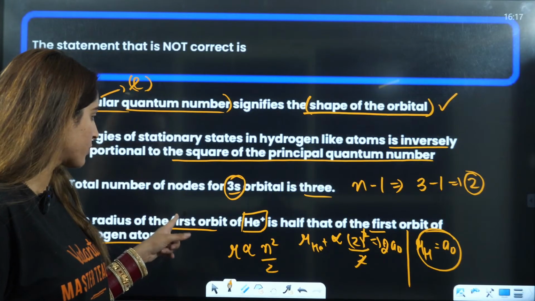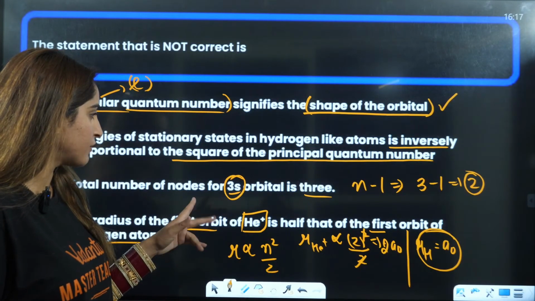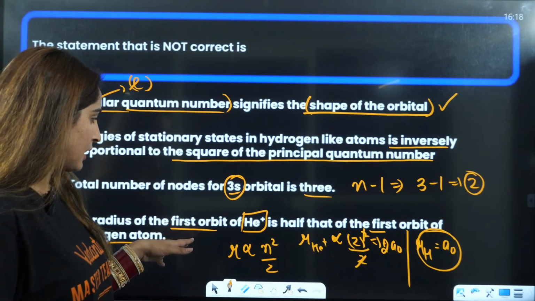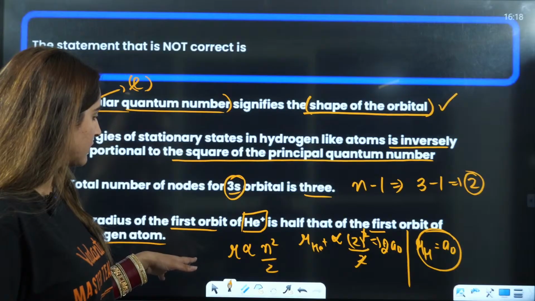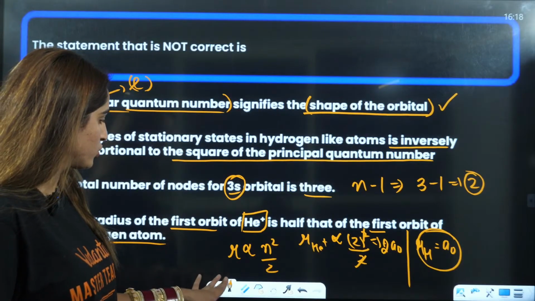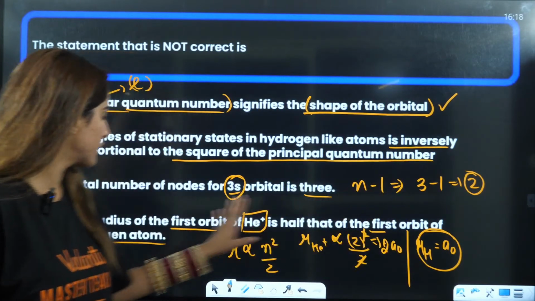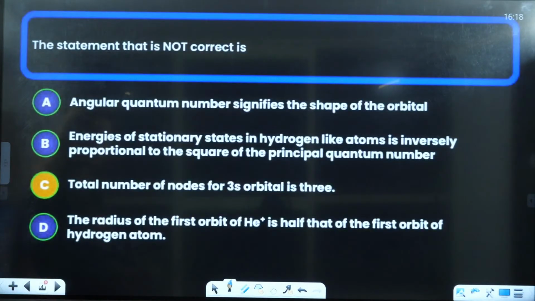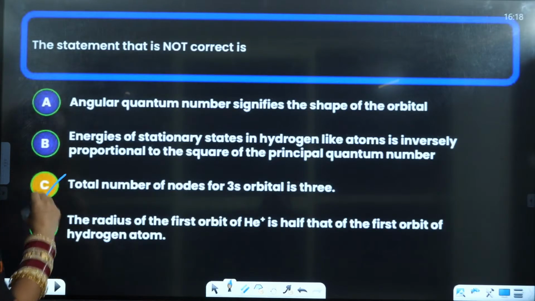Radius of the first orbit of helium positive is half that of the first orbit of hydrogen. Wait a minute. n squared by Z, Z is 2. So that will come out to be 2 only, no? So the answer is going to be 3 is the incorrect one, right?